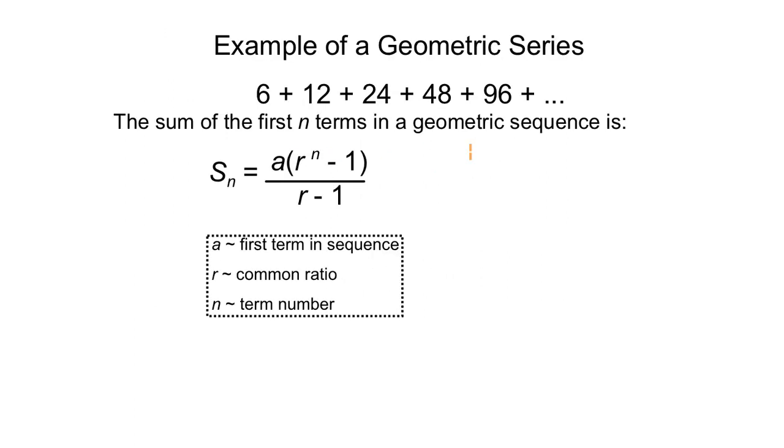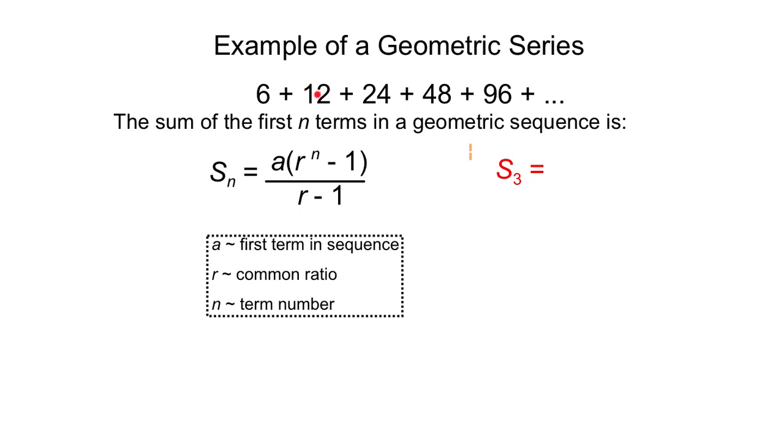Now we can do the same thing for geometric series. Here's a geometric series. That's the same one I used earlier in the lesson. I can find the sum of the first n terms in a geometric series using this formula. A is the first term in the series, r is the common ratio, n is the term number. So let's say, for example, I wanted to find the sum of the first three terms in this series.